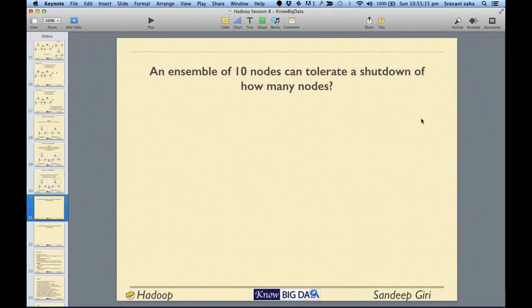So an ensemble of 10 nodes can tolerate a shutdown of how many nodes? 4 nodes. Okay. So there have to be 6 nodes for the selection.